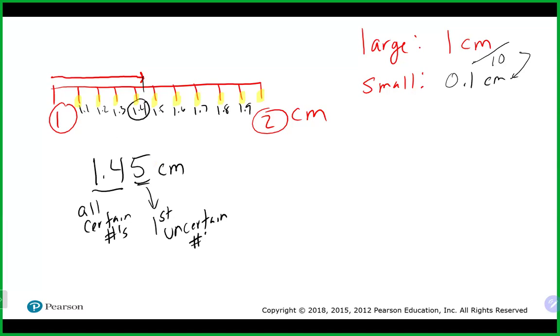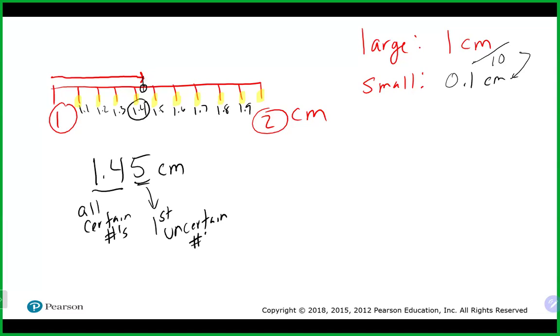Now, why it's uncertain is somebody else may look at it and go, I think it's a little further than halfway. So maybe it's like a 6 or a 7, or maybe if I drew my arrow really close to the 1.5, maybe it's like an 8 or a 9. So the idea here is it's kind of like plus or minus that uncertain digit at the end. So what we're saying when we record this is, I think it's about 1.45. But maybe it's like 1.46, maybe it's 1.44, it's somewhere in that ballpark. And if you look at where it's sitting, that's pretty accurate as to sort of where the end of it is. It's somewhere in that ballpark.